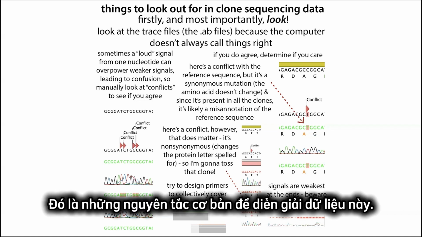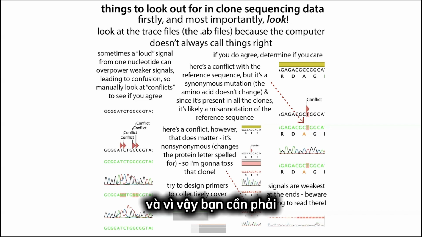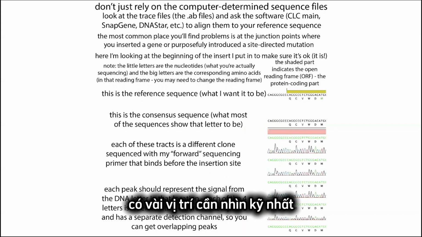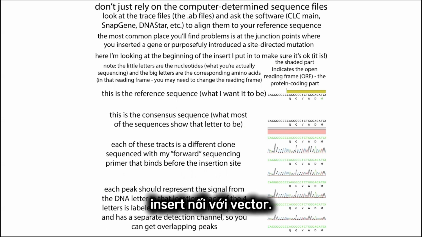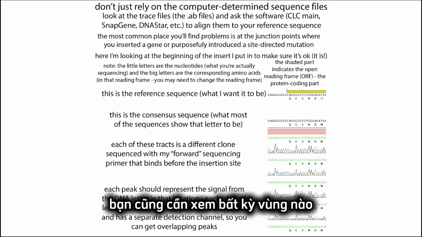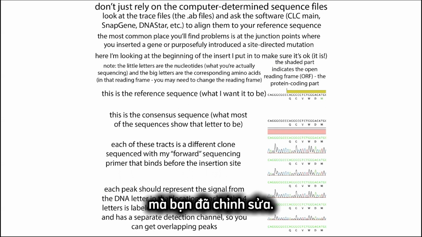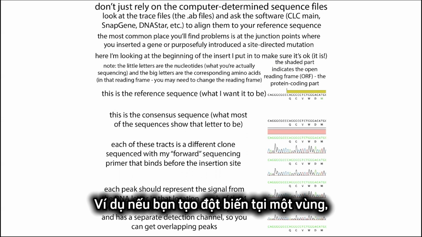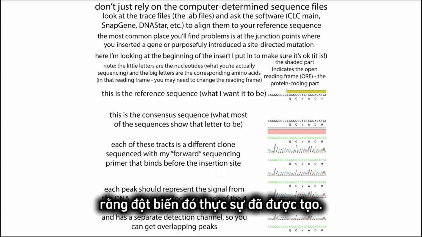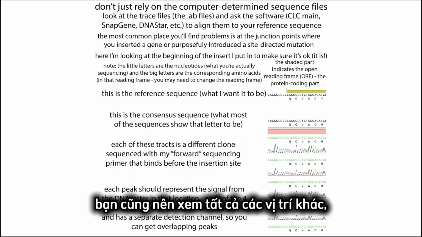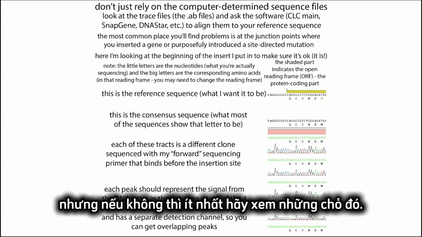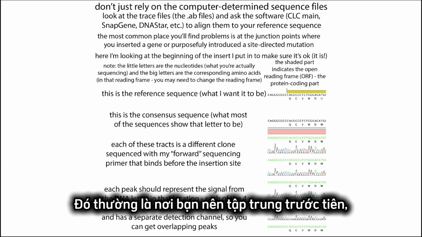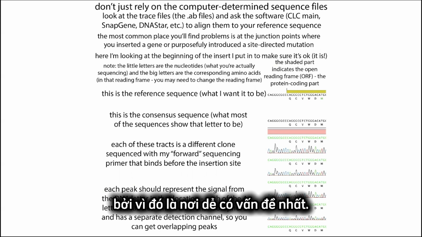So that is the basics of how to interpret this data. There are a couple of places you want to look most closely: the beginning and the end, the places where you actually cloned in a sequence, where the insert meets the vector. You also want to look at any region that you tampered with. If you were making a mutation to a region, you want to check and make sure that the mutation really took. And then, of course, you want to look at all of the other places, but if nothing else, look at those sites. That's typically where your eyes should go first, because that's where a problem is most likely to be.